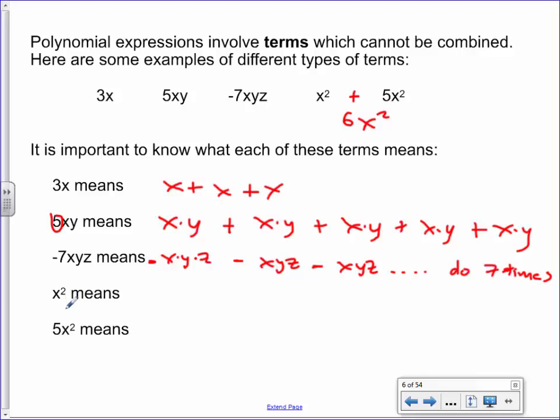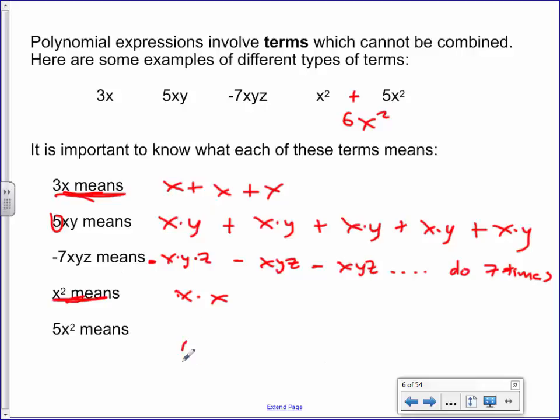What about x squared? We were focusing on this a little bit last minute. When you square a number, it doesn't mean it's x plus x. It's x times x. The exponent does not mean add. The exponent means how many times it gets multiplied by each other.